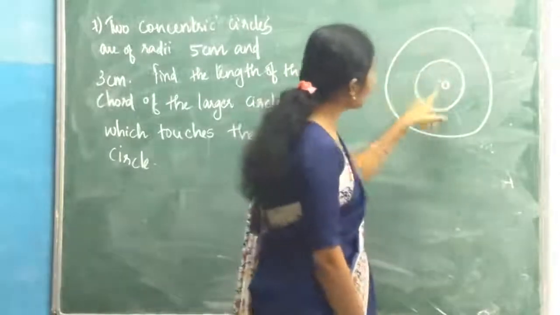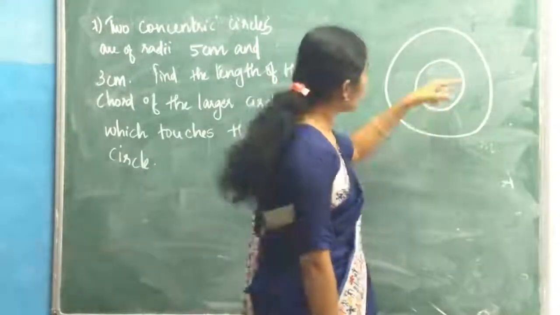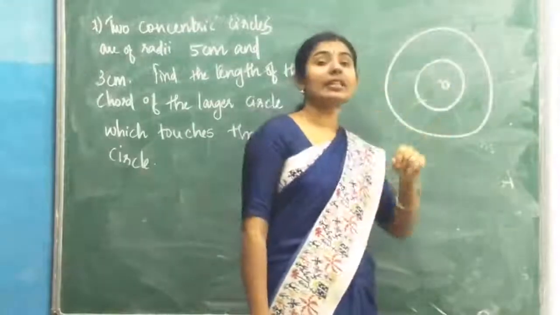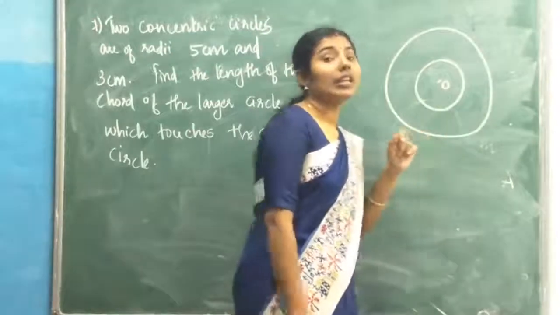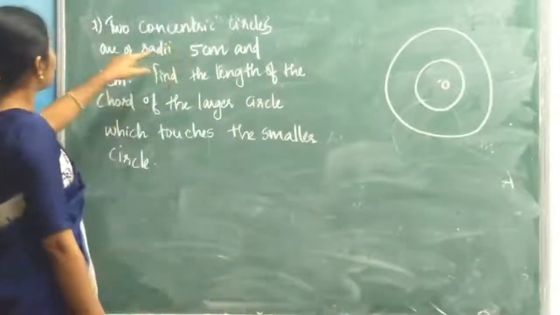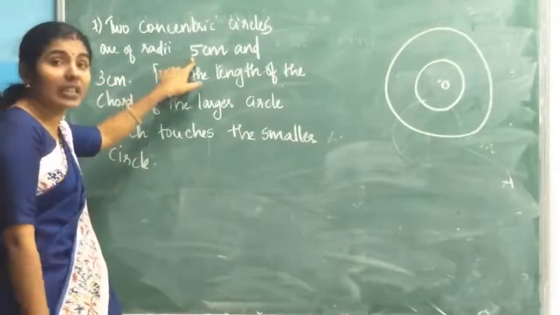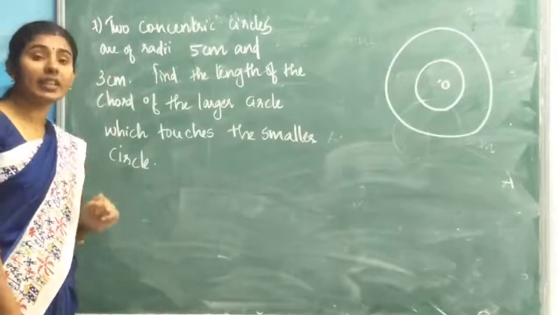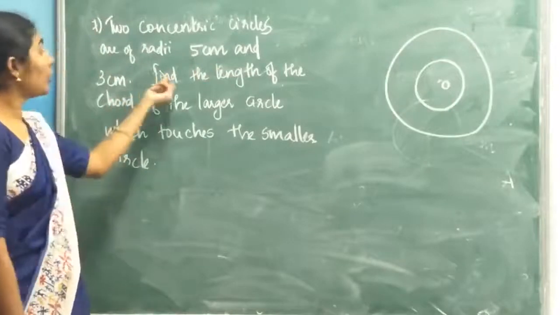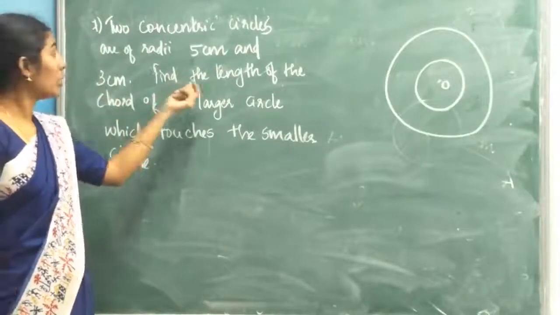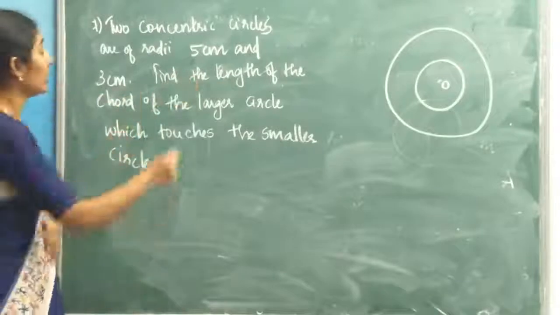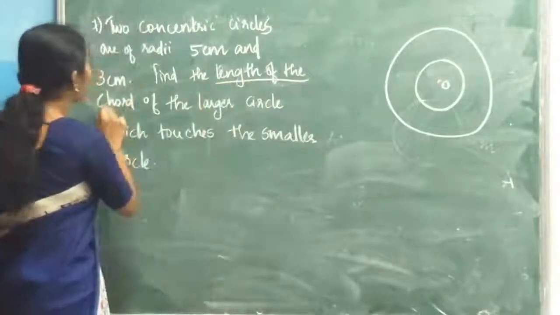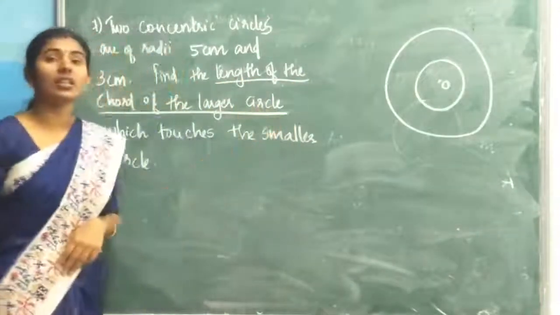See, this smaller circle has center O and the larger circle also has the center O. And they gave the radius of the larger circle as 5 centimeter, and the radius of the smaller circle as 3 centimeter. Now, what do you want to find? You want to find the length of the chord of the larger circle.